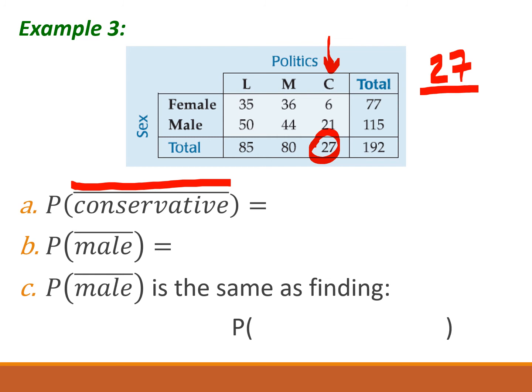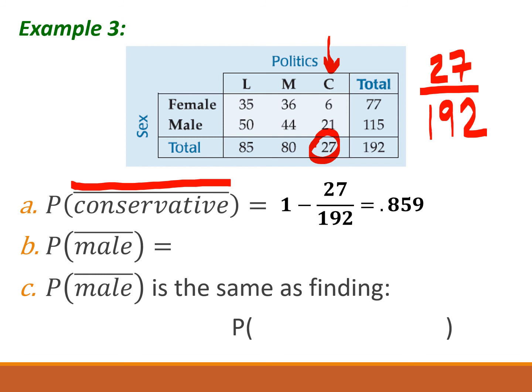That's out of a total of 192. Now this fraction here would be the probability of picking a conservative. The probability of not picking a conservative is the complement of that, so we just want to do 1 minus that fraction. Rounded to 3 decimal places, 0.859.